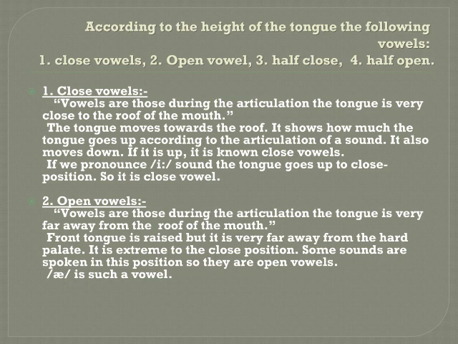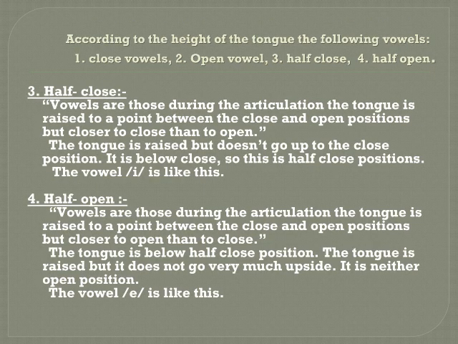In the case of half closed vowels, dear friends, listen carefully. Half closed vowels are those during the articulation of which the tongue is raised to a point between the closed and open positions, but closer to closed than to open. The tongue is raised but does not go up to the closed position. It is below closed. The vowel E is like this.